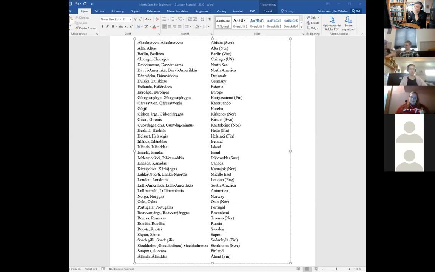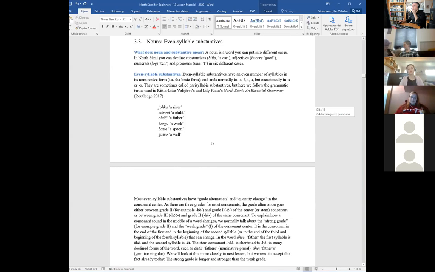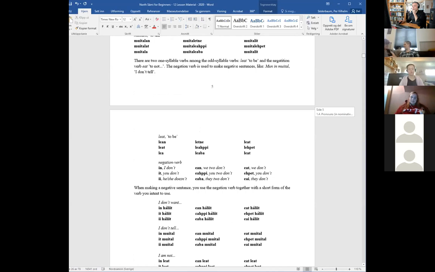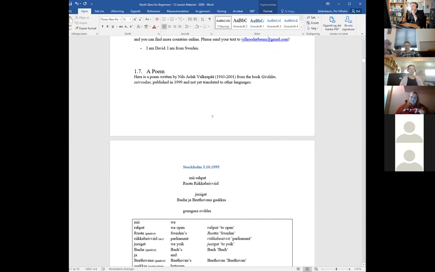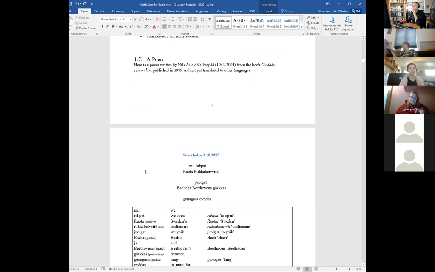Now we go back to the material, I still have this, and now I think you can see the first lesson again, the poem. Am I right? Can you see the poem? Here is the poem, Stockholm. It starts with Stockholm. Chat. Yes, we see it. Too much diversity in nationality.